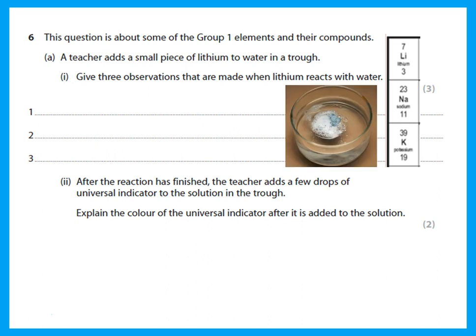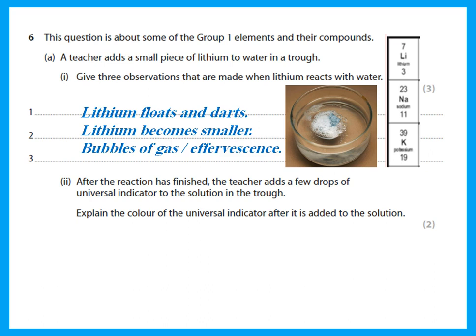You should realize that when any of these metals are put in water, first of all, they float because Group 1 metals have low density, so they float on top of the water. And it will dart, it will move around on the surface because the bubbles of gas will keep pushing it around. The lithium also will become smaller. The piece of lithium will become smaller, but don't say it will melt because this reaction is not as exothermic as the reaction of sodium.